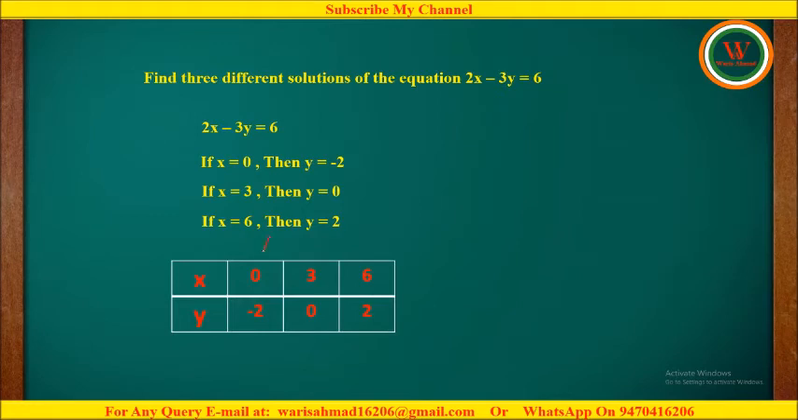So this is the very first solution, this is the second solution, this is the third solution. All these solutions I have copied from here. If the value of x is 0, then the value of y is -2. Same thing I have written here. If the value of x equals 3, then the value of y equals 0. Similarly, if the value of x is 6, then the value of y is 2.